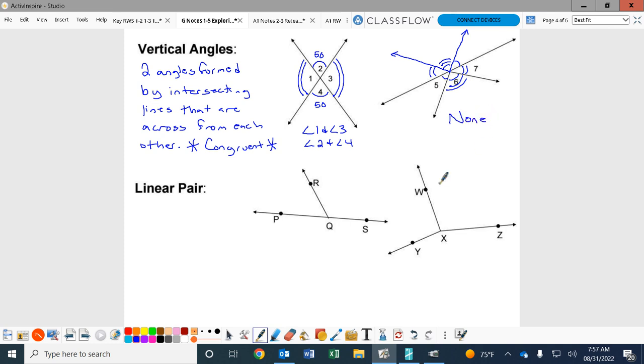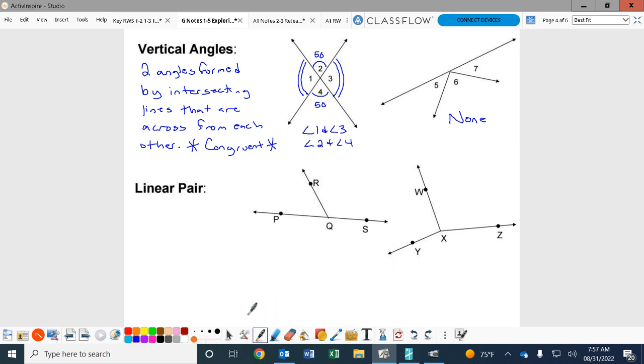Even though it looks like it when you first draw it, when you actually look at the original picture, none of the numbered angles are vertical to each other. At first you think they are, but they're not. Be careful.